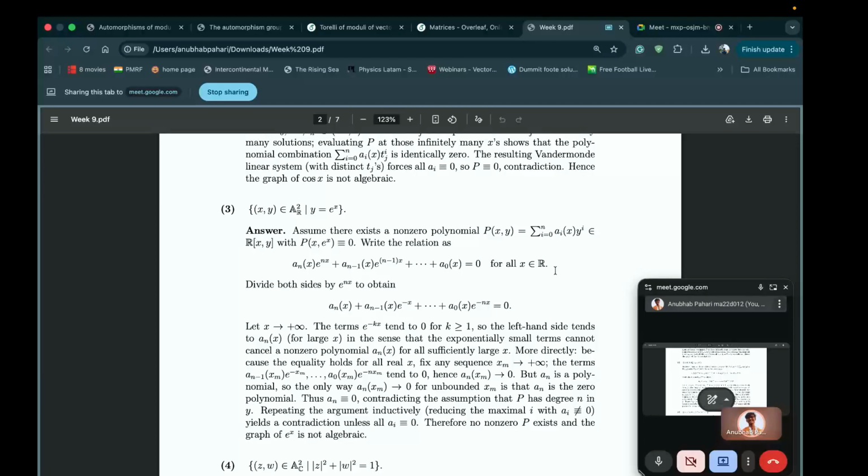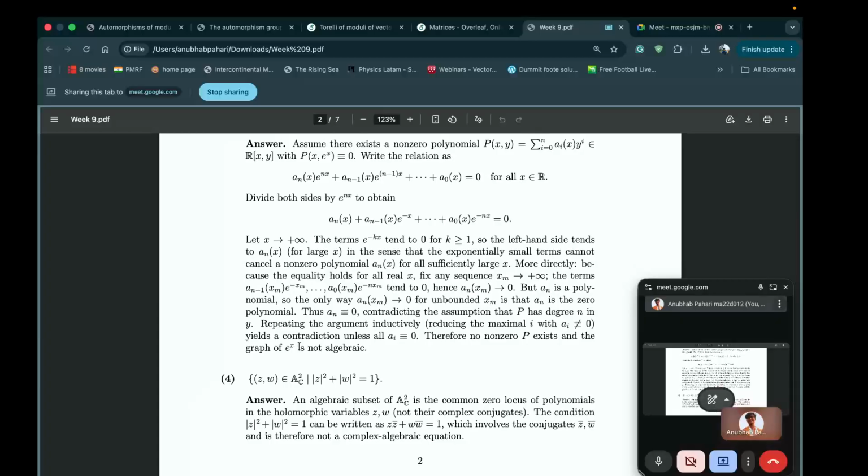Now we write the relation as a_n(x) e^{nx} plus a_{n-1}(x) e^{(n-1)x} plus up to a_0(x) equals 0 for all x belonging to R. Now divide both sides by e^{nx} to obtain a_n(x) plus a_{n-1}(x) e^{-x} plus up to a_0(x) e^{-nx} equals 0.